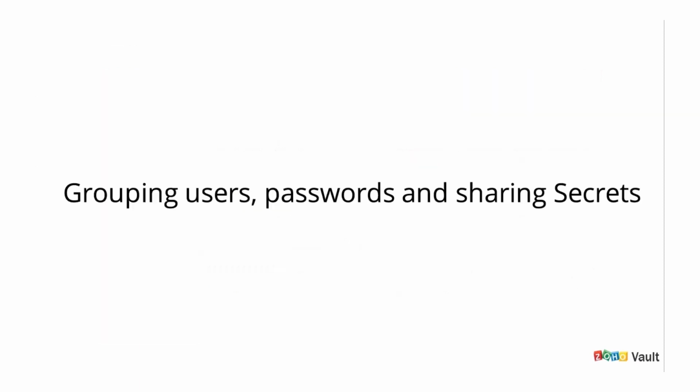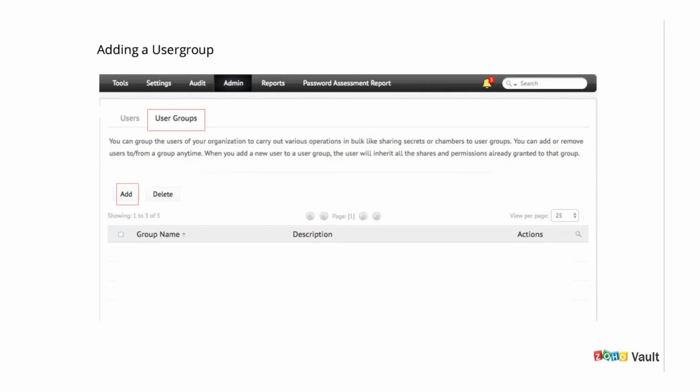And now we see how you can group these users together, and how you can group different passwords together in folders, and how you can share these folders of passwords to different users. To add a user group, go to the admin tab, switch to the user group section and click on add. So you can create any group of your choice.